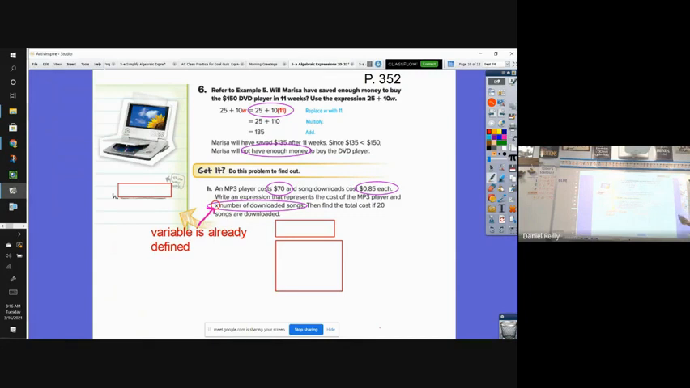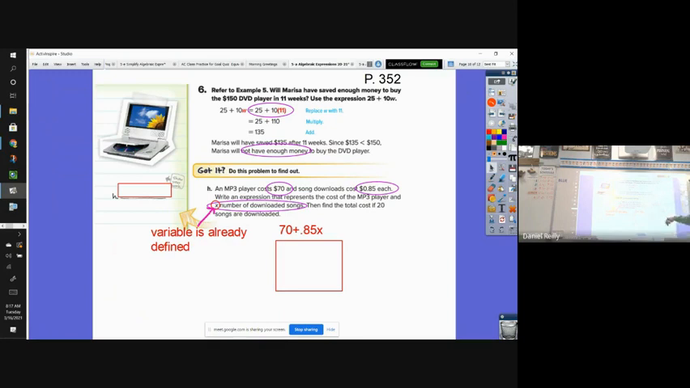You would have to say X equals the number of downloaded songs, or N or S equals the number of songs, or something like that. So the book already did that for you. They told you to use X. So it's $70, and that's the MP3 player, right? Which is your phone now for most of you. And then downloads are 85 cents, $0.85 each. So for X number of downloads, it's 70 plus 0.85 times the number of downloads.